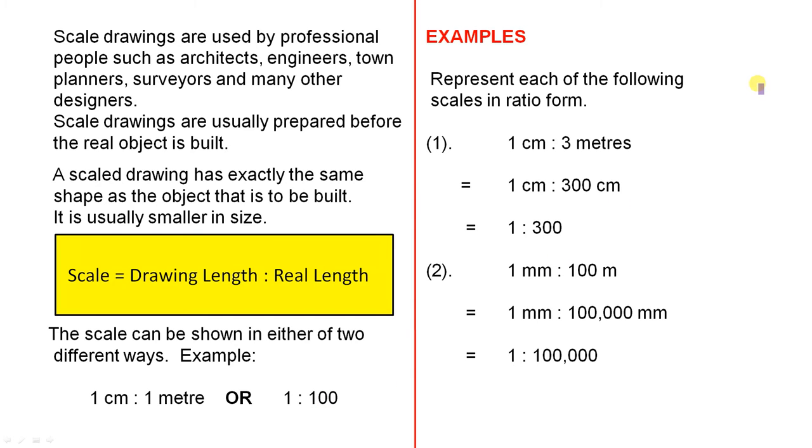Examples. Represent each of the following scales in ratio form. 1 centimetre is to 3 metres will be 1 centimetre is to 300 centimetres, and that's 1 is to 300. 1 millimetre is to 100 metres will be 1 millimetre is to 100,000 millimetres, and that is 1 is to 100,000.